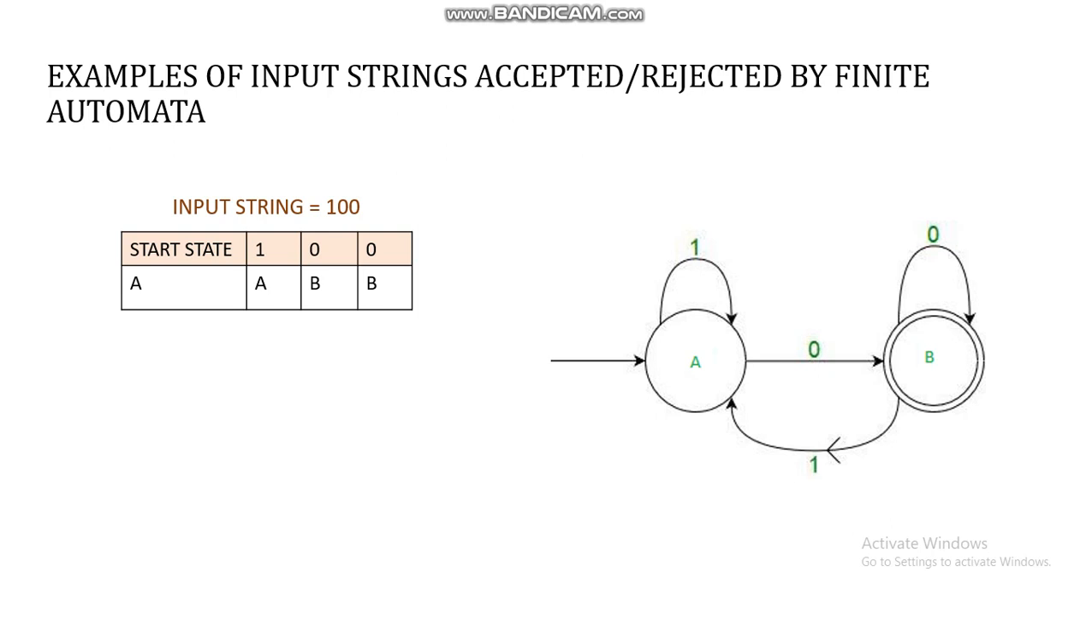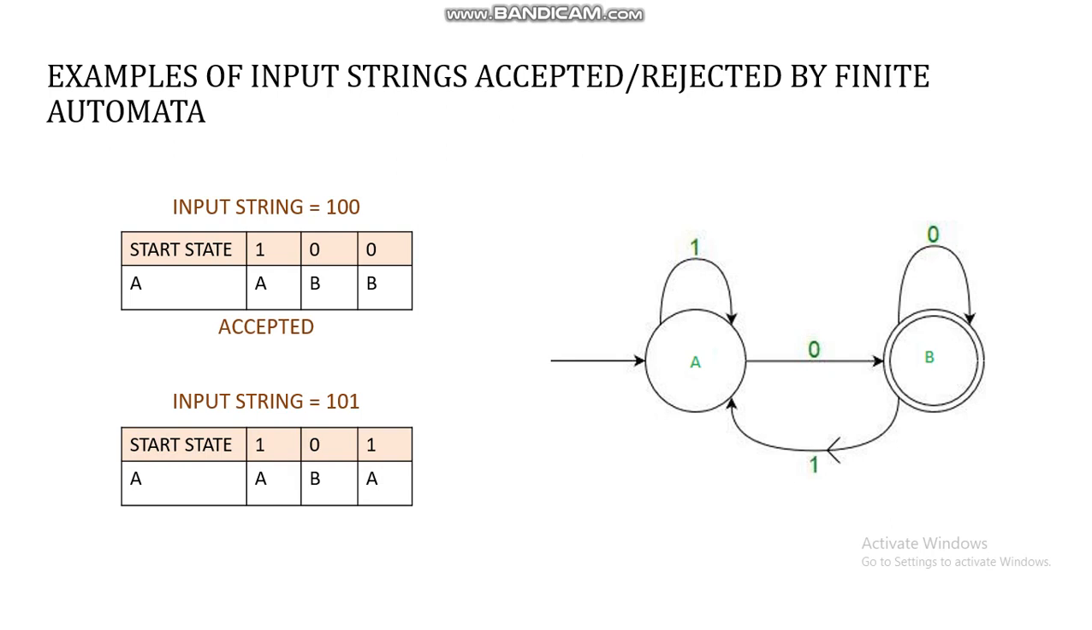The next input character that we have is 0. And the current state of the finite automata is state A. Therefore, on receiving an input of 0, the state will change from A to B. The last input character that we have is again 0 and the current state of the finite automata is B. And like we discussed earlier, when the finite automata is in state B and the input is 0, the state remains the same. Now since the state B is the final state in the finite automata, therefore, this given input string 100 is accepted.